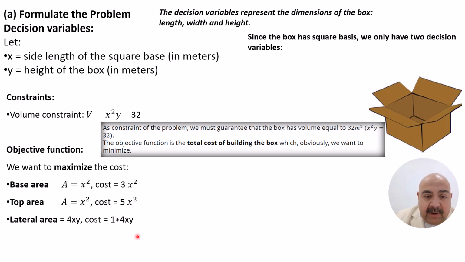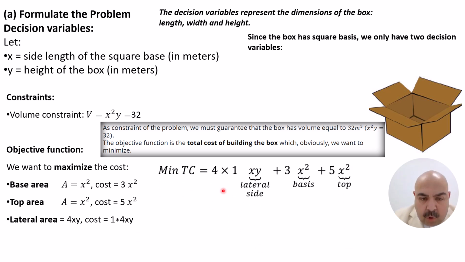So now we can formulate our objective function to be 4 times 1 euro times xy, which is the lateral side, plus 3x squared, the cost of the base, plus 5x squared, the cost of the top of the box, which will come up to 8x squared plus 4xy. That's our objective function, subject to the constraint, which is x squared y equal to 32. So the first part is done, formulating or modeling the problem scenario and putting it all together as the total cost, subject to this constraint.